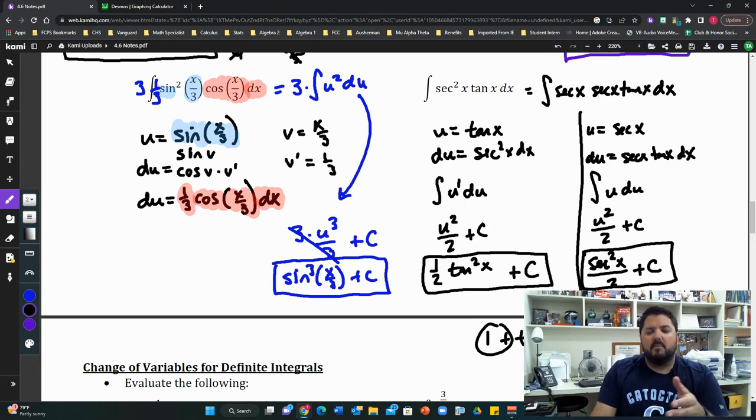So if I did the problem this way and I had a particular solution, I would get one value of c. But if I do the problem with the same initial condition using the second setup, I would get an equivalent form. It would just be a different value for that constant.